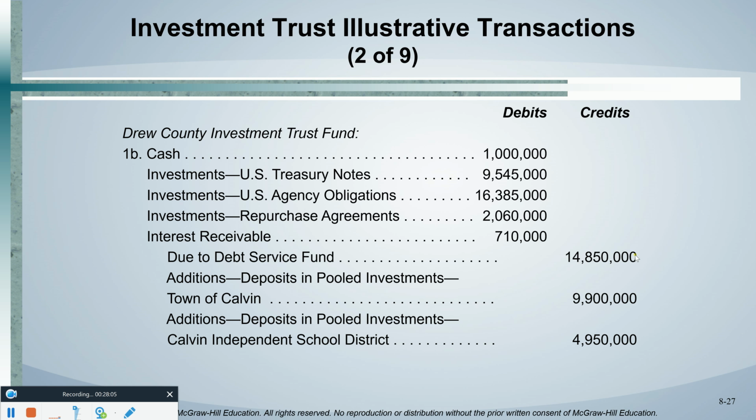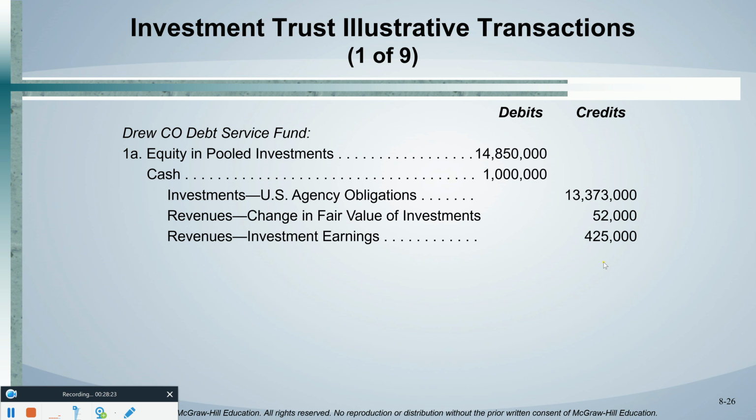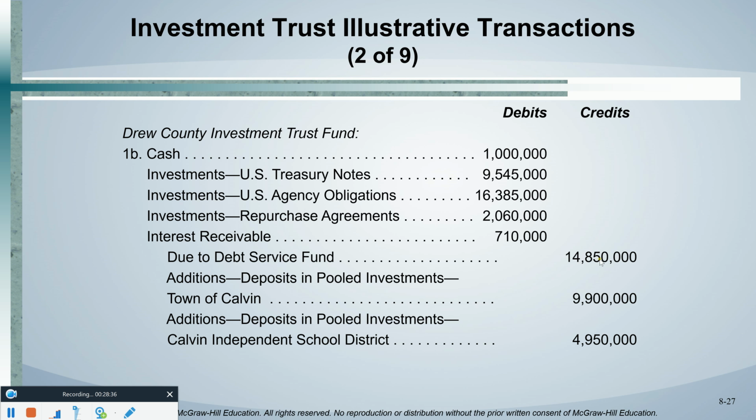So in the investment trust fund, that is going to be a liability called due to debt service fund. This amount, the due to in the trust fund, is always, always, always, always, always equal to the equity in pooled investments on the other fund. In this case, it would be the debt service fund. Okay, $14,850,000, $14,850,000.